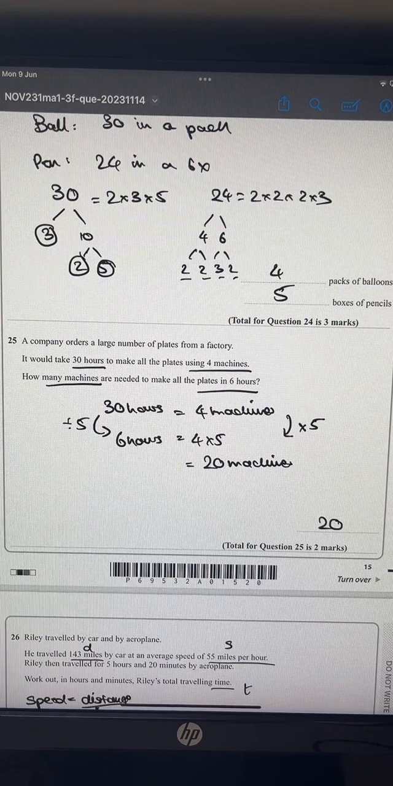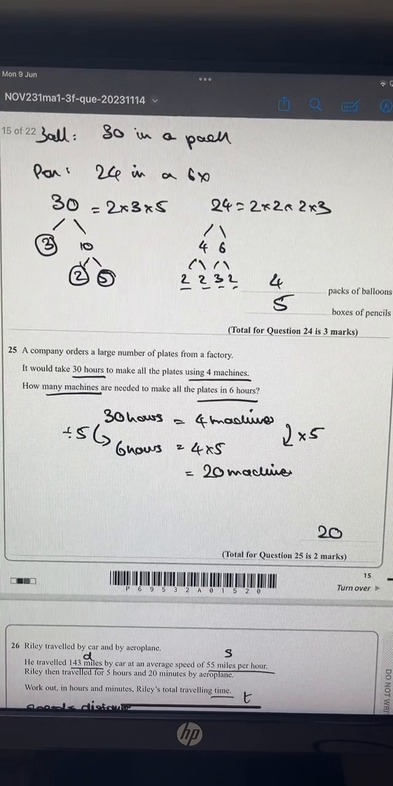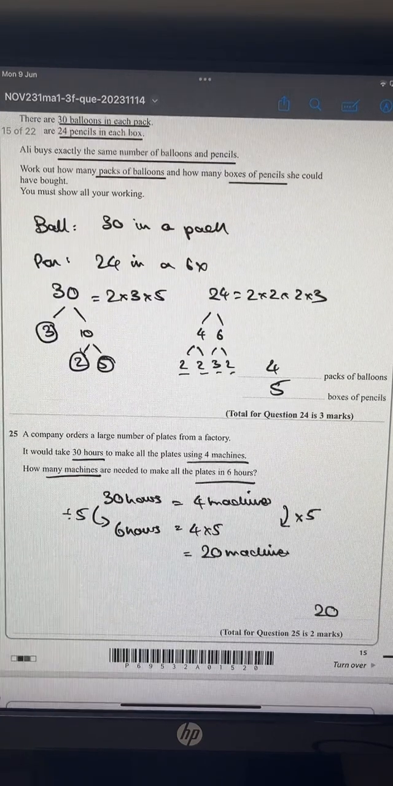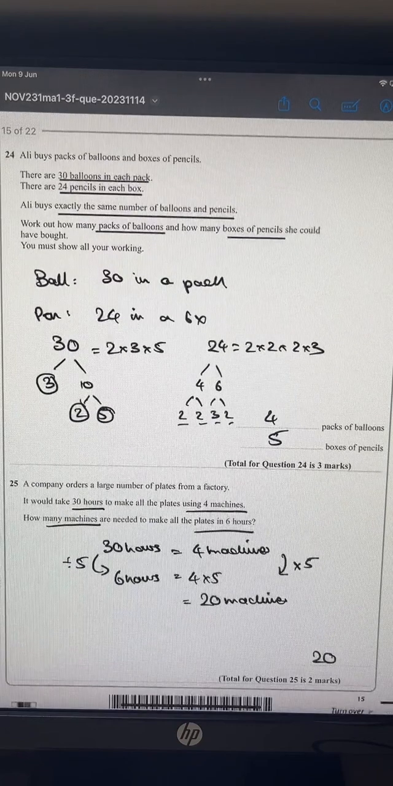So that means if I'm dividing the time by 5, I'm going to multiply my machines by 5. So as one decreases, the other increases. Just think how the relationships work, and that's where a bit of common sense comes in. I hate sometimes having to use common sense in exams, but it is what it is, all right?